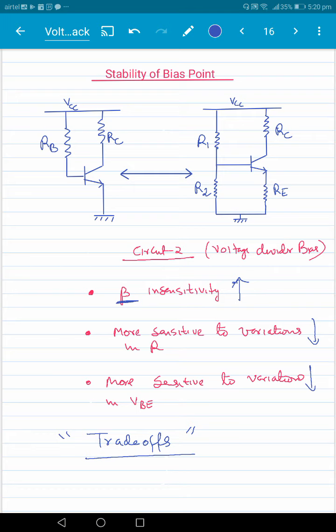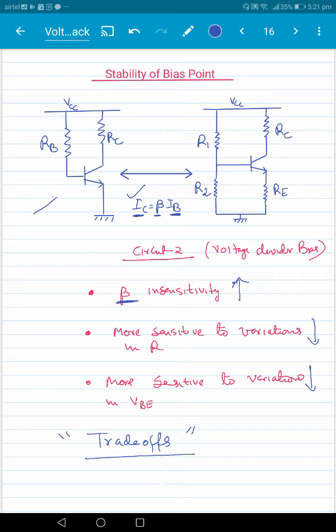So note that the relationship IC equal to beta IB is always valid, right? Now we have made IC very stable in the second circuit. But note that beta is still varying. So what we have done is we have made the base current unstable. Now IC will remain fixed as beta changes, but then IB will change here. So actually we have not really solved the problem of beta insensitivity. We have transferred the problem to the base current. Now the base current becomes highly variable.